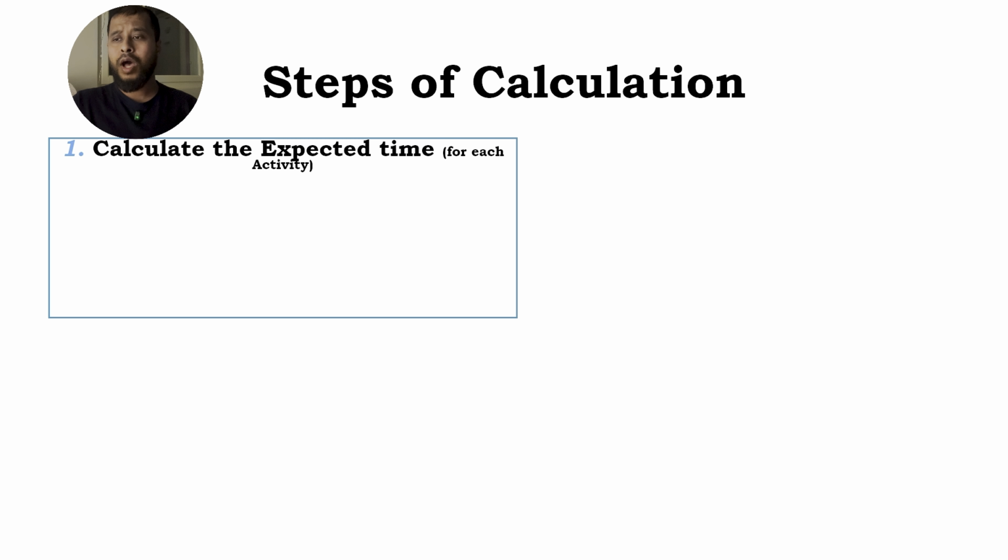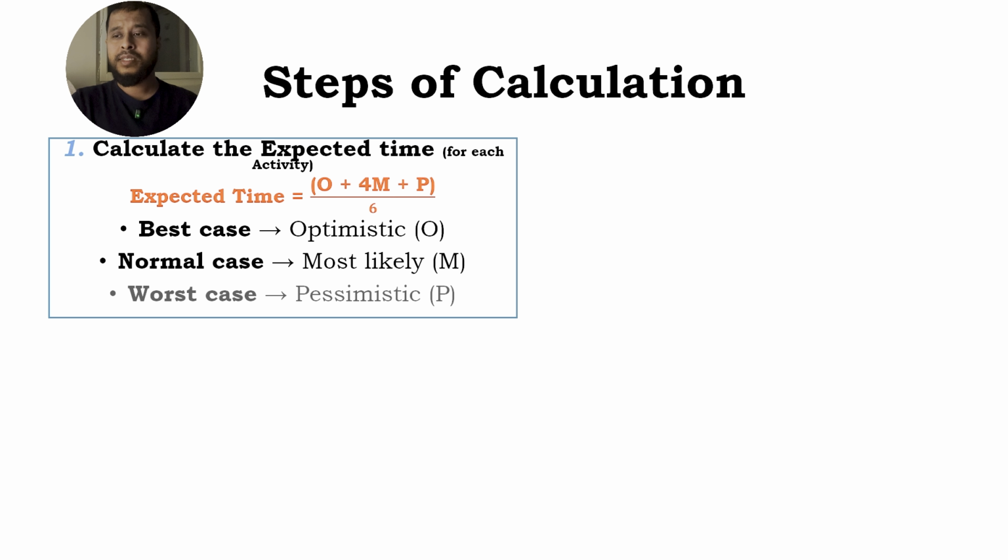Alright, let's break down how PERT works step by step. We will solve the problem following some steps. Step 1. Calculate the expected time. For a new project, there might be three scenarios for any activity. The best case time is called optimistic. The normal case is called most likely. And the worst case, when the activity can take a longer period of time, is called pessimistic.